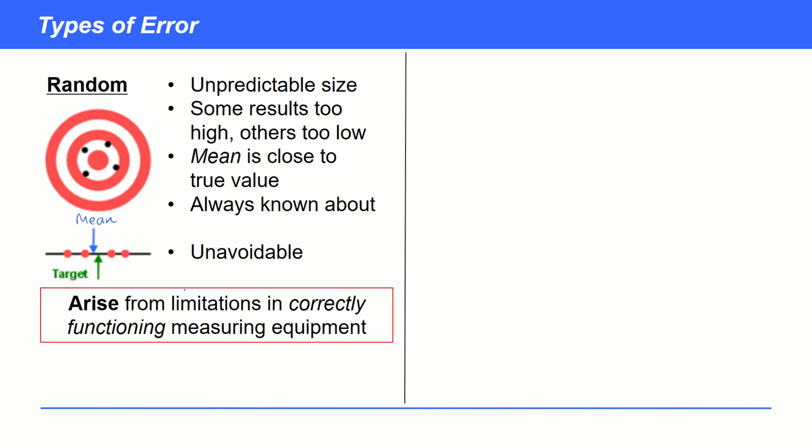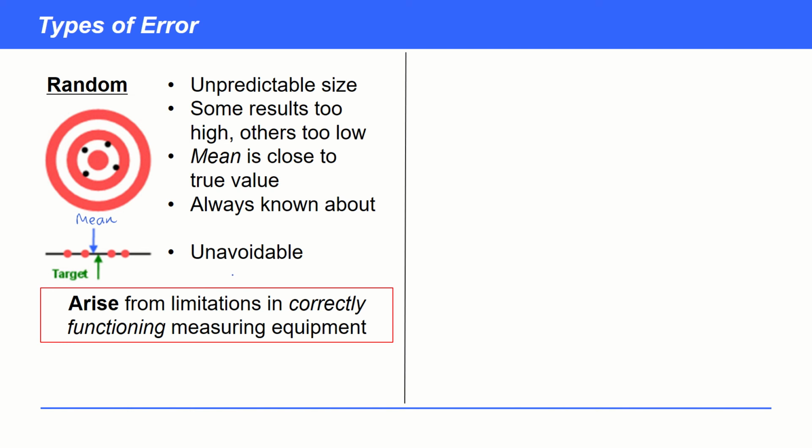And so you can always overcome random errors by taking a mean. Now, random errors are always known about in the sense that they always arise. There's no time you take a measurement where there isn't going to be a random error. And so in that sense, they're unavoidable.